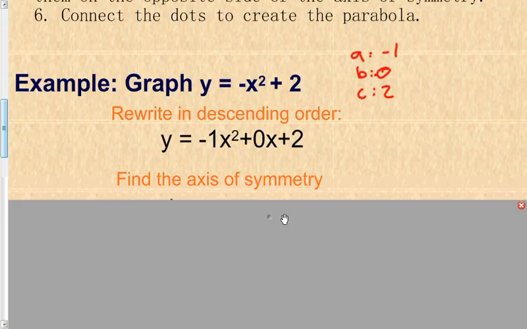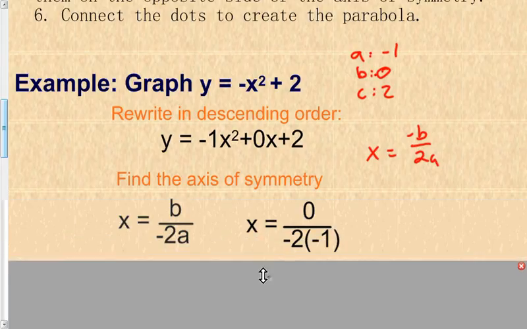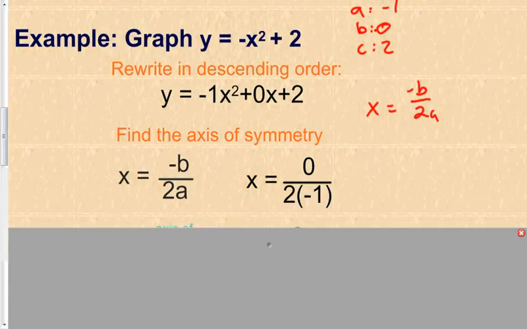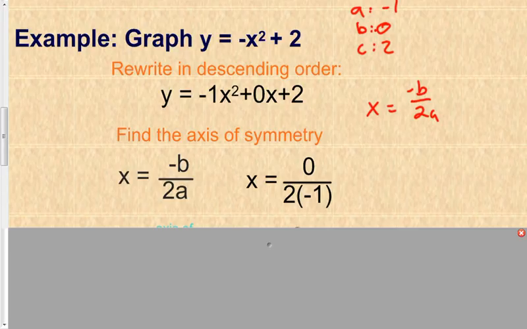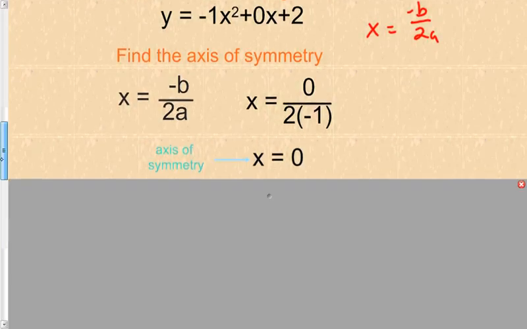All right, find the axis of symmetry. So that's minus b over 2a. Remember that, minus b over 2a. So we plug that in for minus b over 2a. The b value is 0, so it's just 0 divided by 2. So when you plug them in, you get 0 or minus 0, but that's just 0, over 2 times -1, which is just 0. So the axis of symmetry is x equals 0.